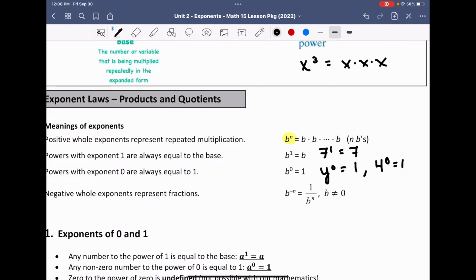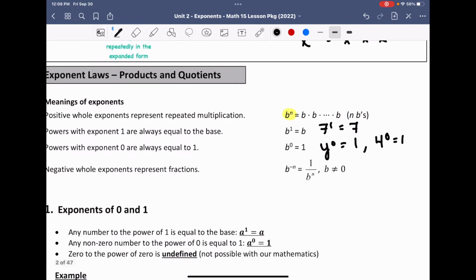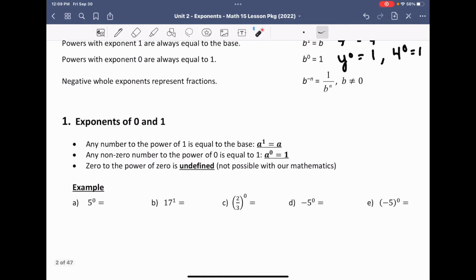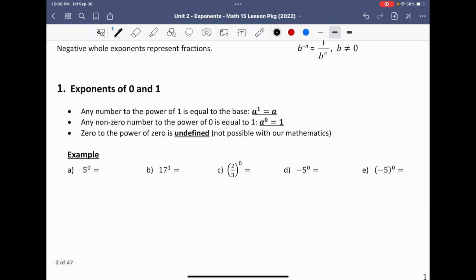And then finally, we have our reciprocal rule, which says that anytime we deal with a negative exponent, it's going to flip the base value. Not the fraction, but the base value. And we'll get more to that in lesson 5. Now, let's work through some examples here of these exponent laws.